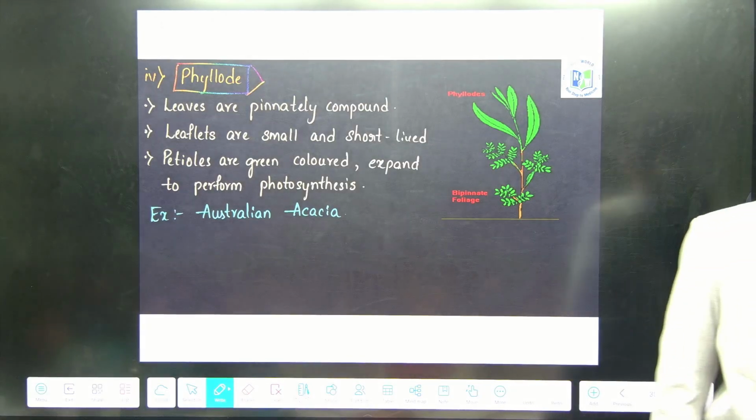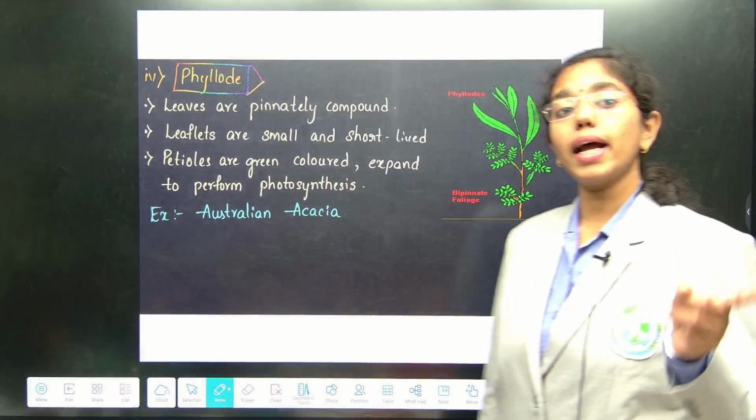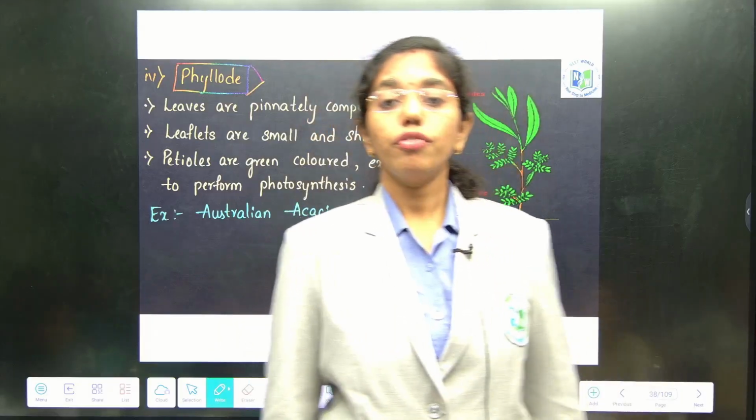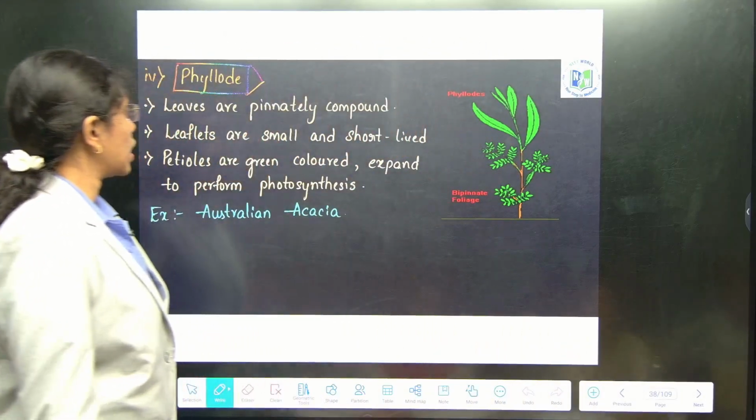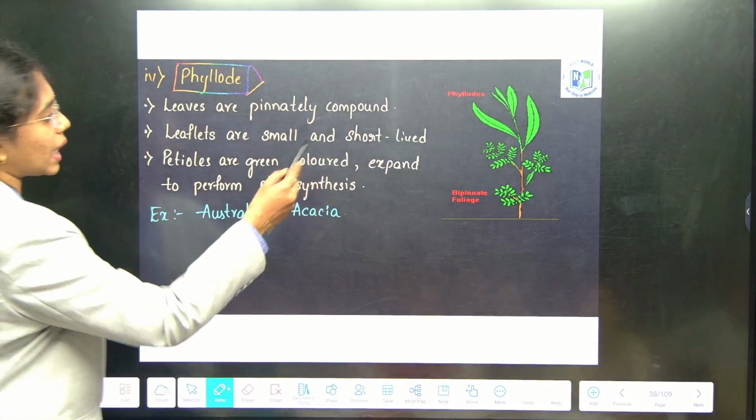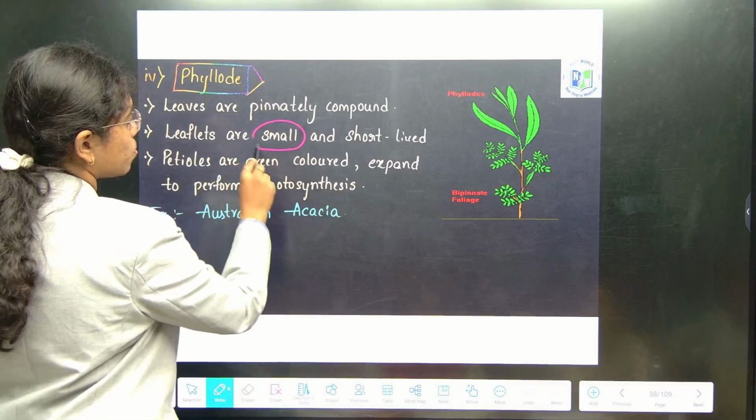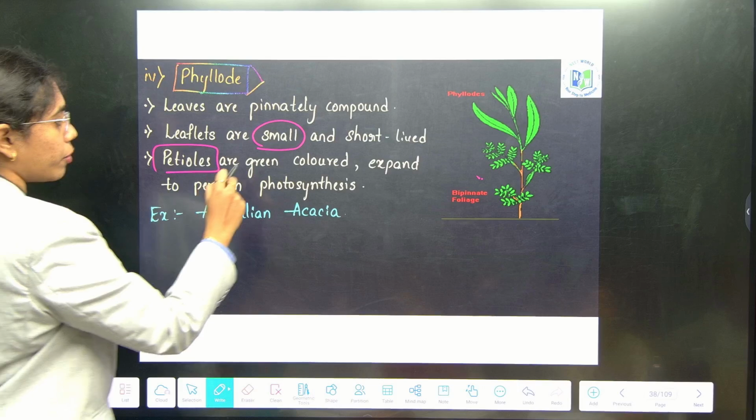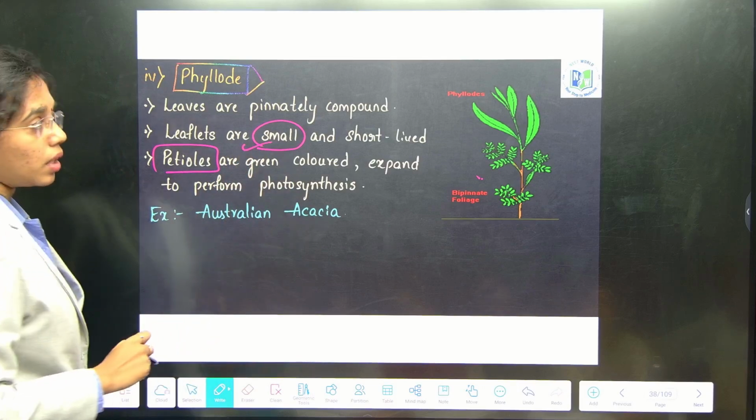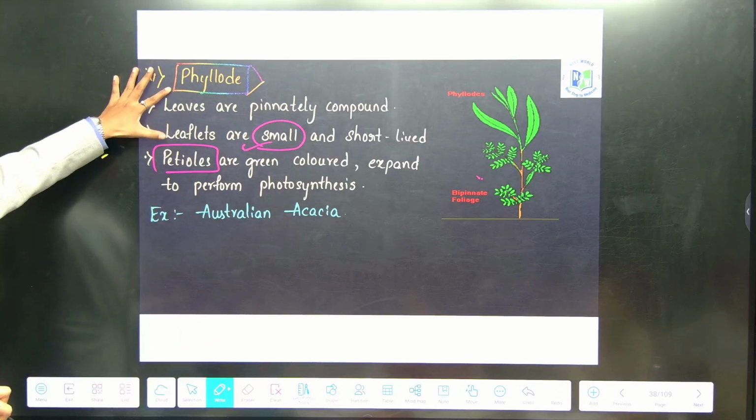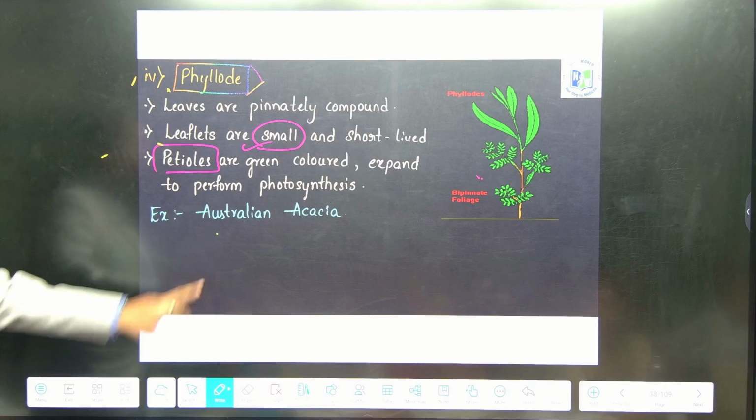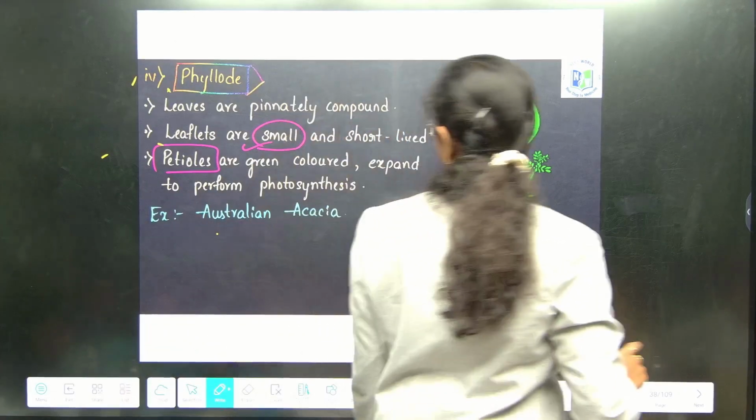Next is phylloid. Don't get confused between phylloclade and phylloid. Phylloclade is for stem modification, phylloid is for leaf modification. Here leaves are pinnately compound and leaflets are small and short-lived. Petioles are green and they perform photosynthesis. In phylloid, what is performing photosynthesis? Petioles are performing photosynthesis. Examples include Australian acacia.